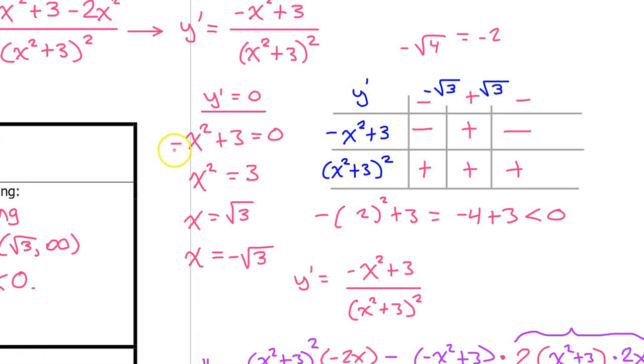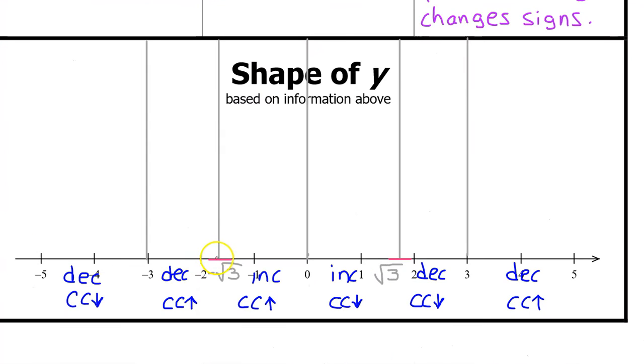In addition, y will have a horizontal tangent line wherever y prime is equal to 0. So that's at radical 3 and negative radical 3. I'm putting little horizontal marks on these two values to remind us to form a horizontal tangent line as we approach these numbers when we sketch the graph of y.